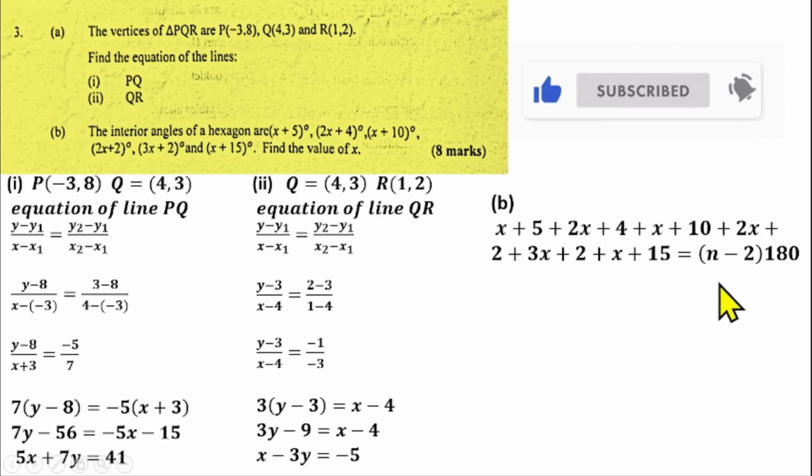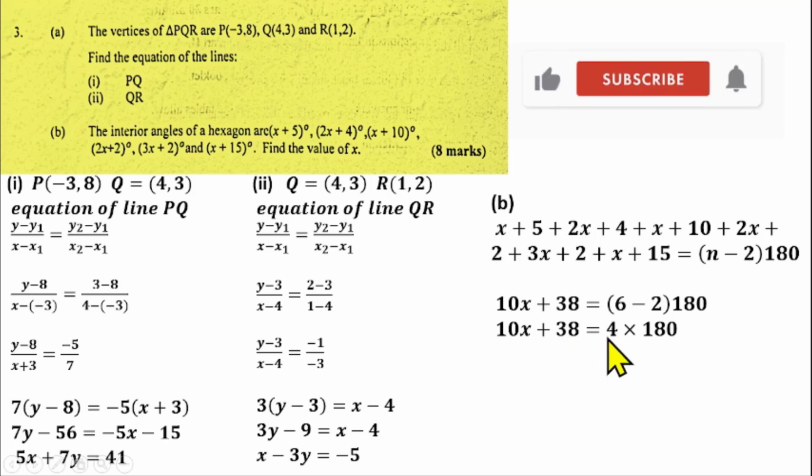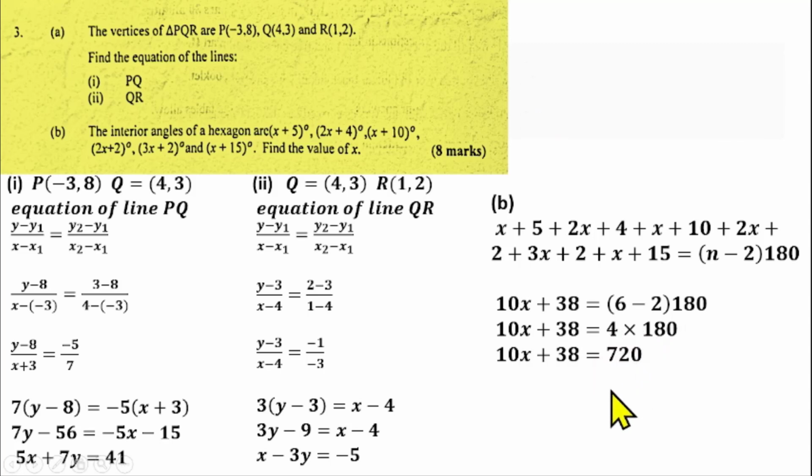If you simplify the left hand side, we have x plus 2x plus x plus 2x plus 3x plus x. That should give us 10x. Then 5 plus 4 plus 10 plus 2 plus 2 plus 15 gives us 38, equals n is 6 because we are dealing with a hexagon, minus 2, multiplied by 180. So we have 10x plus 38 equals 4 times 180. If you simplify it, that gives us 720.